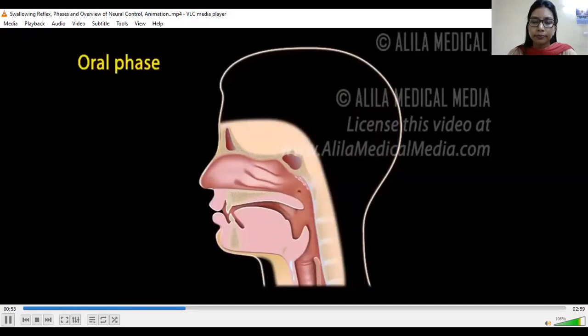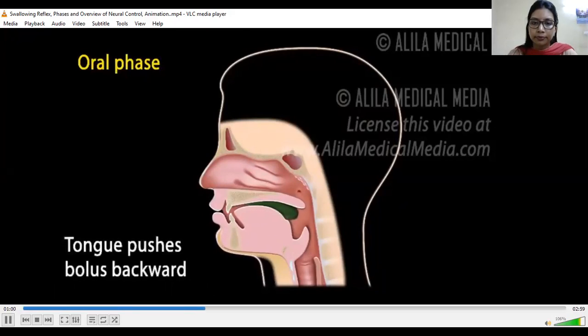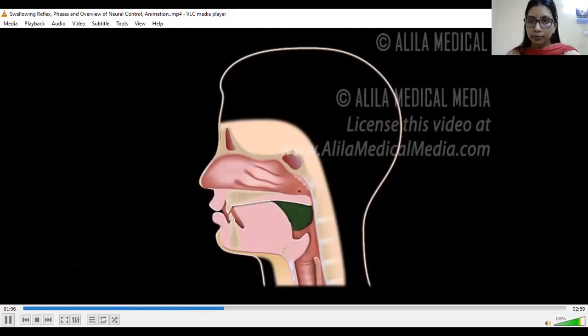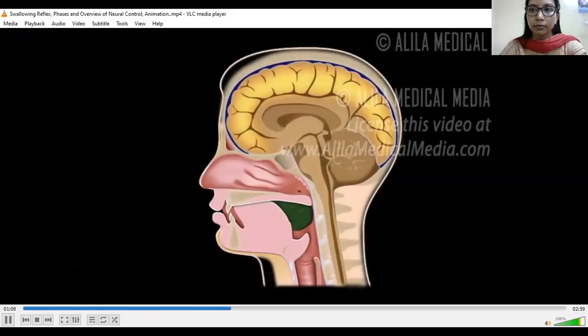Oral or buccal phase. This is the voluntary part of swallowing. The food is moistened with saliva and chewed, food bolus is formed, and the tongue pushes it to the back of the throat, the pharynx. This process is under neural control of several areas of cerebral cortex, including the motor cortex.